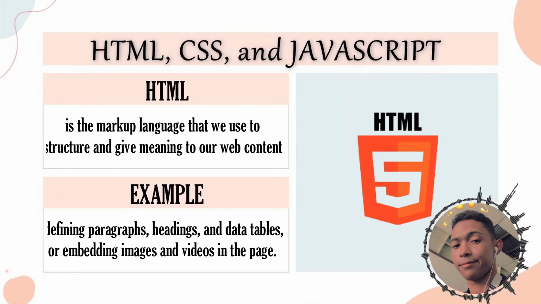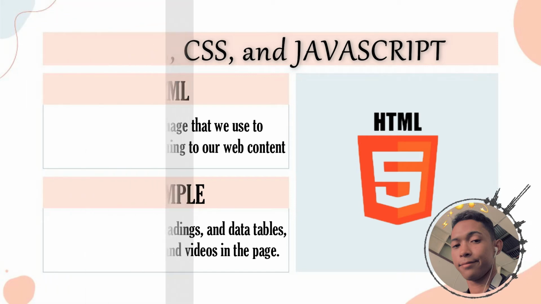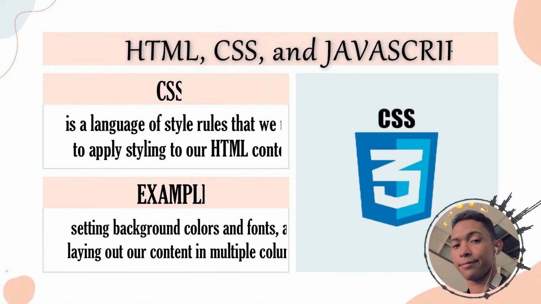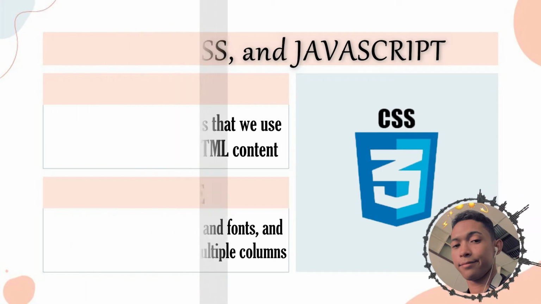HTML is the markup language that we use to structure and give meaning to our web content. For example, defining paragraphs, headings, and data tables, or embedding images and videos in the page. CSS is a language of style rules that we use to apply styling to our HTML content. For example, setting background colors and fonts, and laying out our content in multiple columns.